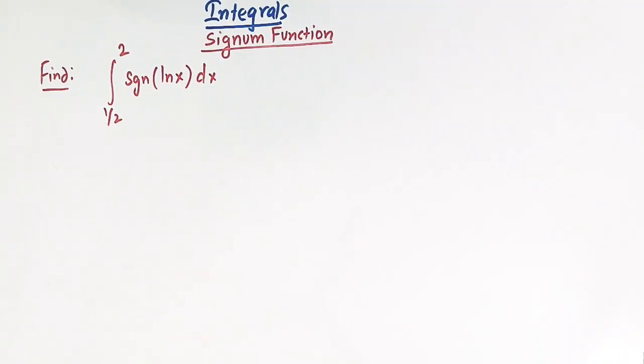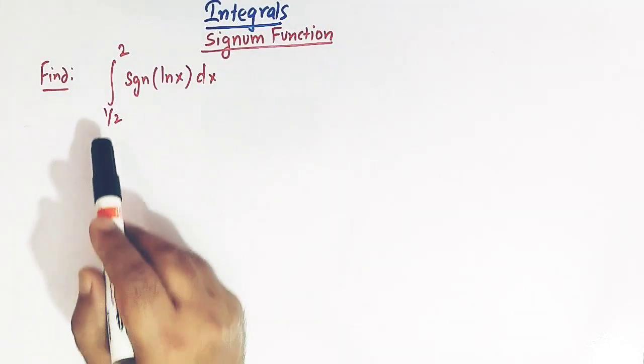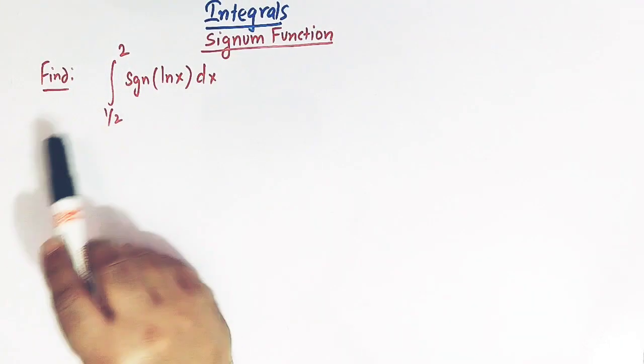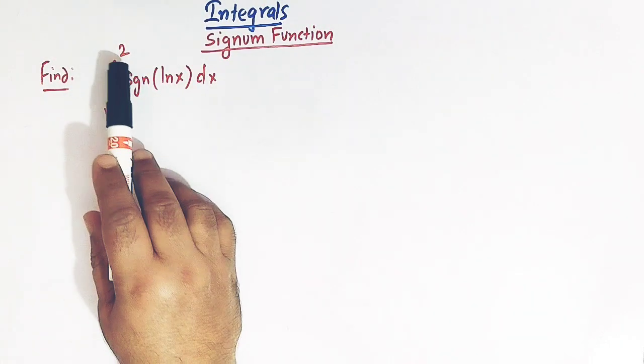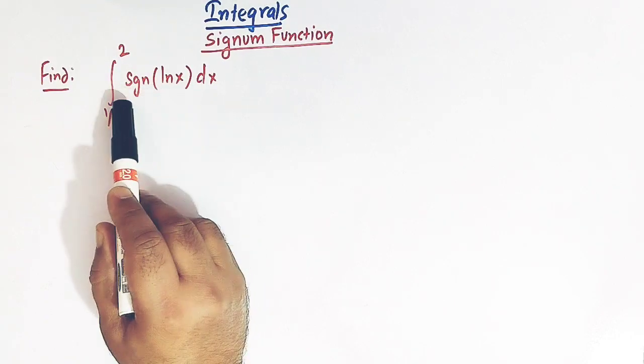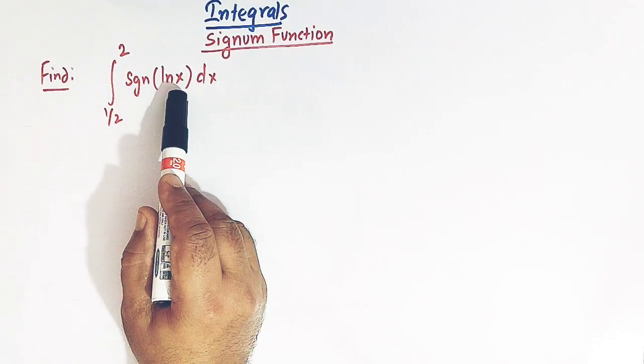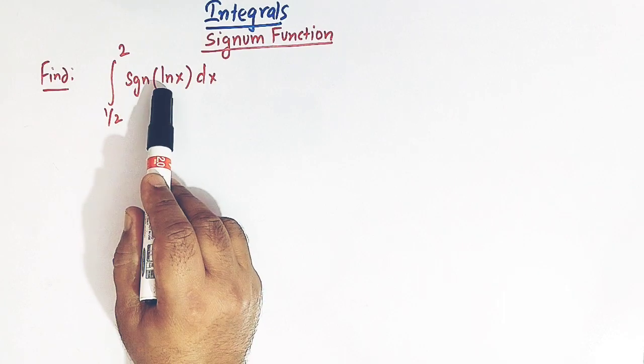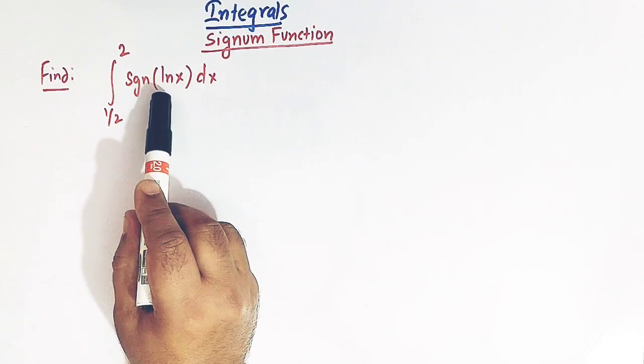Hello viewers, in today's class we are going to discuss yet another important and very conceptual problem from definite integrals involving signum function. Here we have to find the value of this integral, that is the integral from half to 2, and the integrand is signum of log of x. Here we have the natural log.